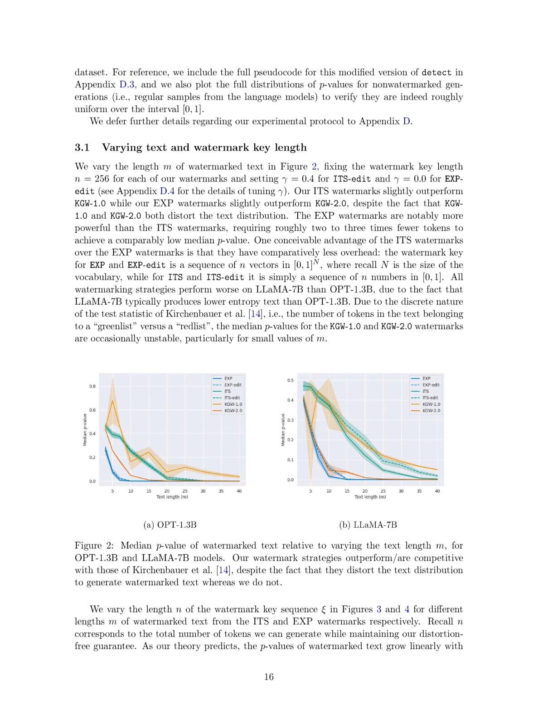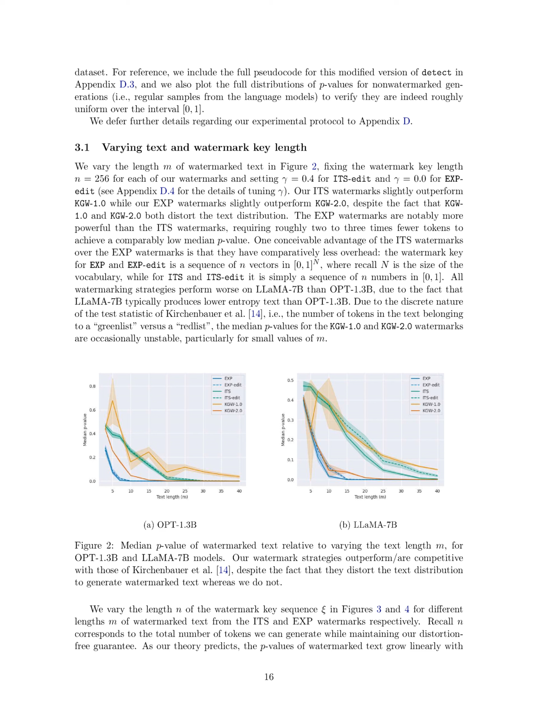We also experimented with varying the length of the watermark key sequence for different lengths of watermark text from the ITS and EXP watermarks. As our theory predicted, the p-values of watermark text increase linearly with the length of the watermark key sequence. However, this rate of growth is quite mild and decreases rapidly with the length of the watermark text. Even for a watermark key sequence length of 4096, which is larger than the maximum generation length of both the OPT 1.3B and Llama 7B models, a slight increase in the number of tokens is enough to distinguish watermark text with roughly the same statistical power as a watermark key sequence length of 64.